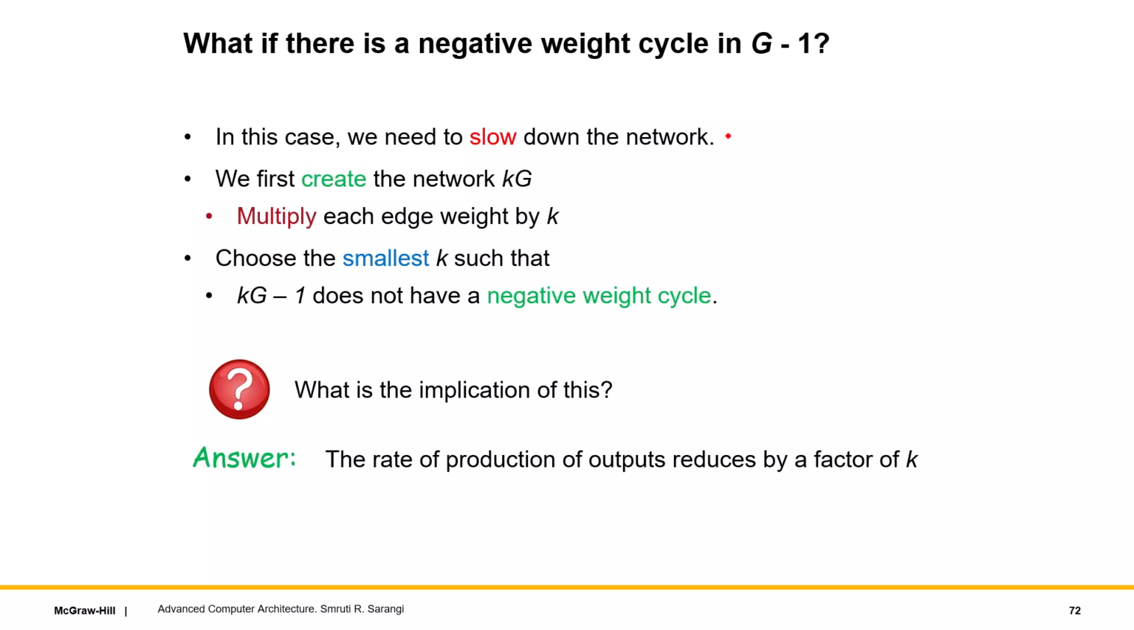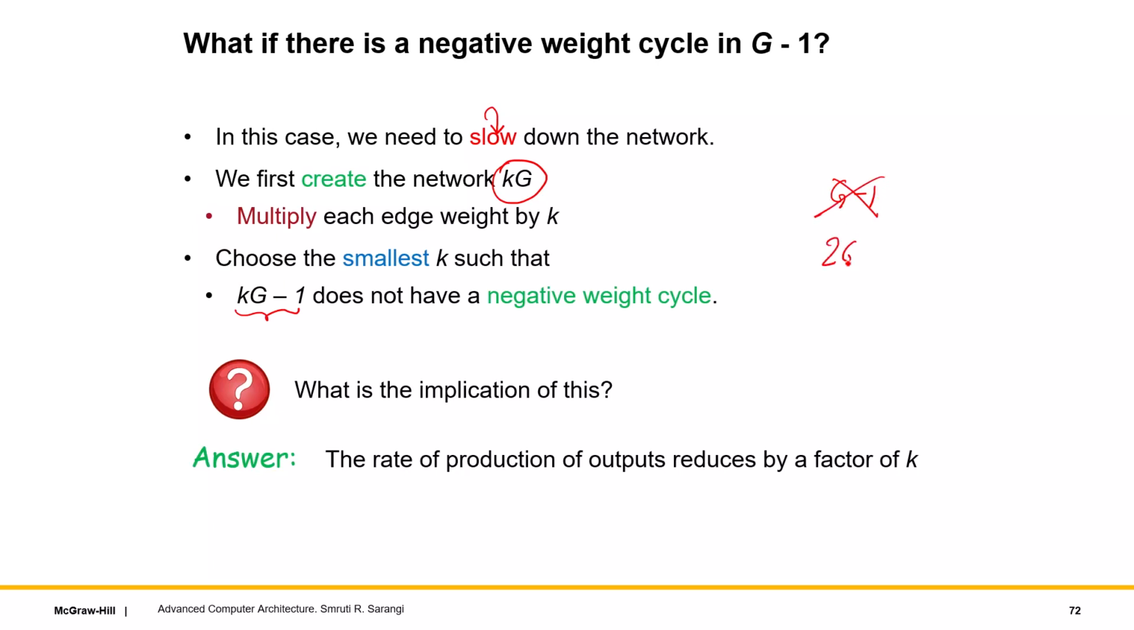So let us now consider the other case. What if there is a negative weight cycle in G minus 1? Well, we need to slow down the network, or create an alternative network which is slower but will not have a negative weight cycle. So we create a network kG, where we take each and every edge weight in G and multiply it by a factor k. And we choose the smallest such k such that kG minus 1 does not have a negative weight cycle, which means that if G minus 1 has a negative weight cycle, we don't consider it.